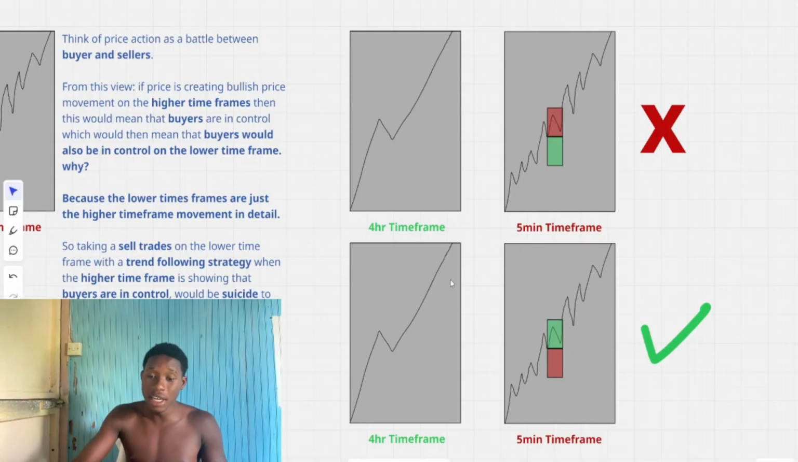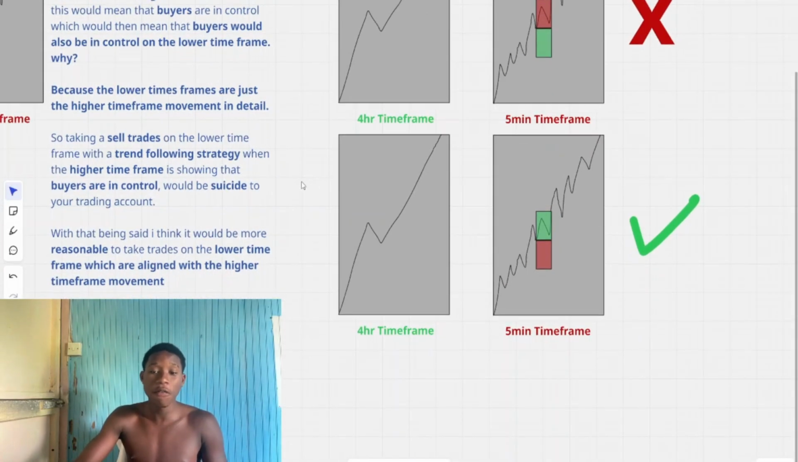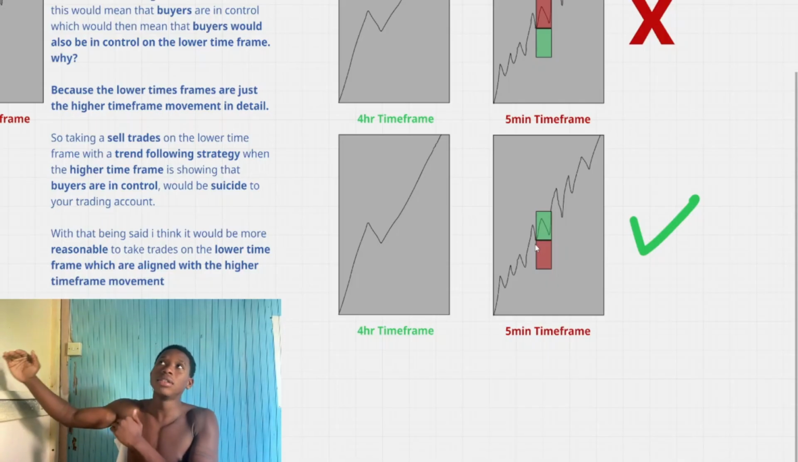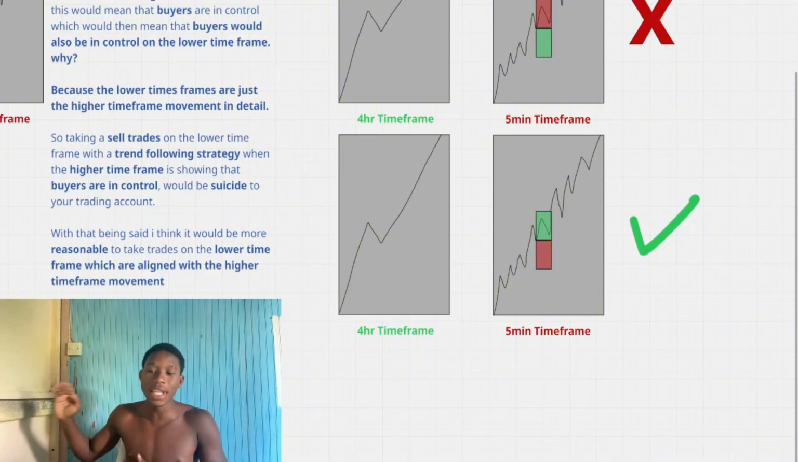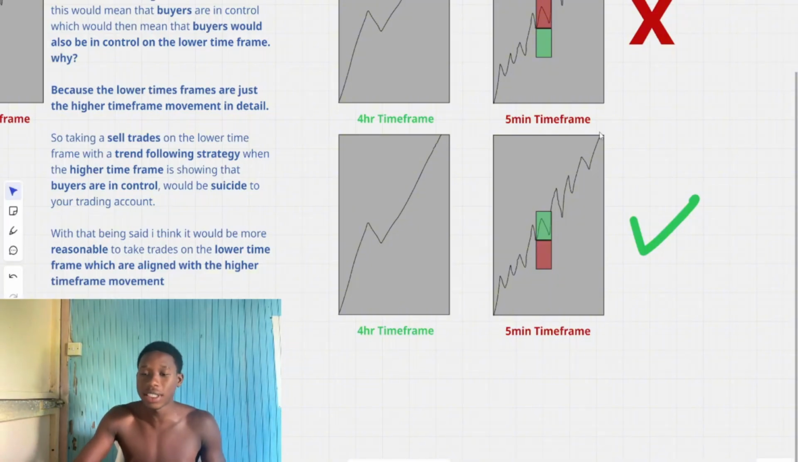But on the other hand, if you follow the 4 hour time frame in an uptrend, so you know what, I'm going to take uptrend trades on the 5 minute. It doesn't happen all the time, but it would be more probable that you would win that trade rather than lose that trade. And as you can see, that's the example right there. You would enter there, that would be your stop loss, that would be your take profit.